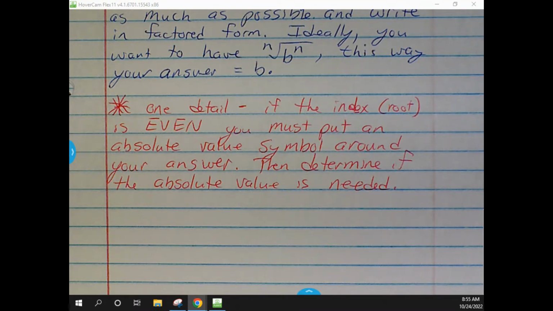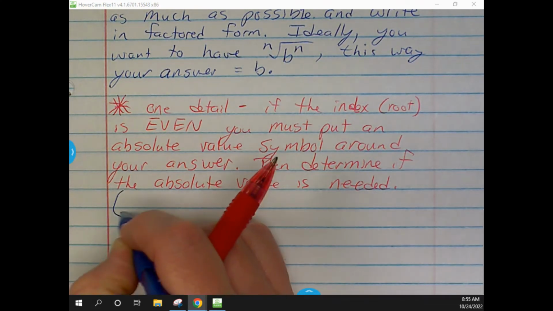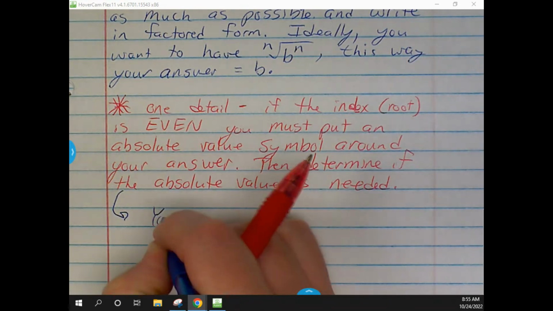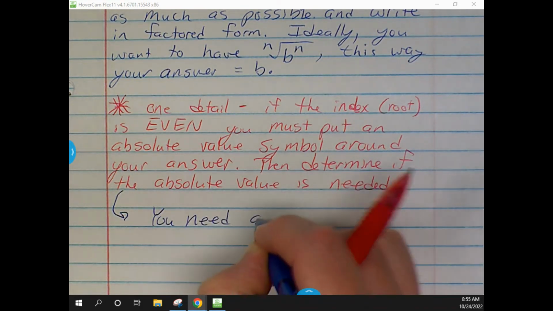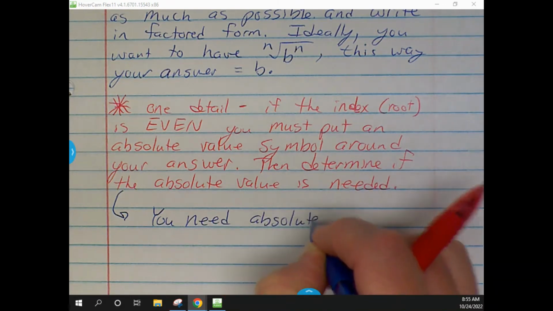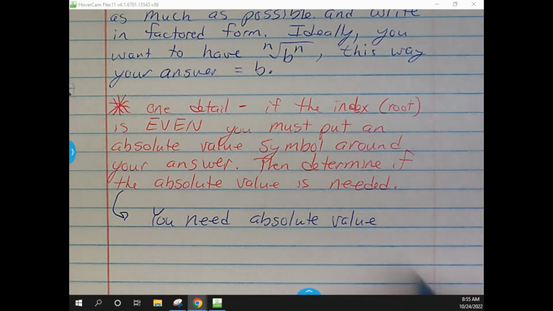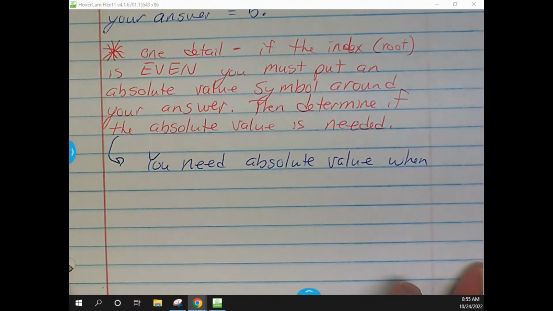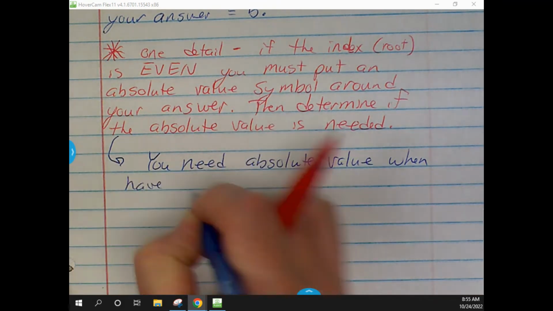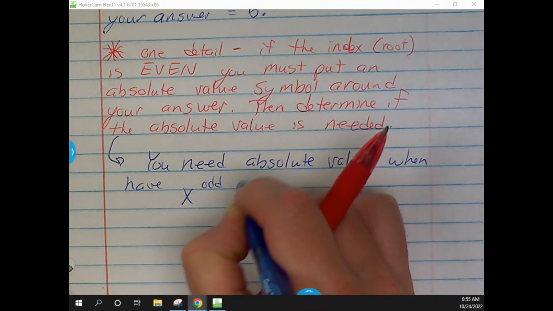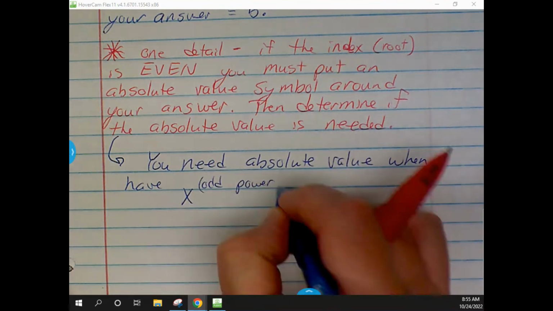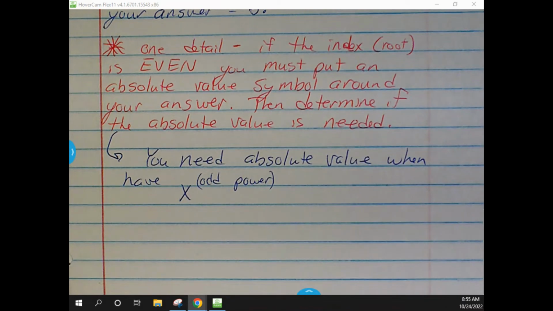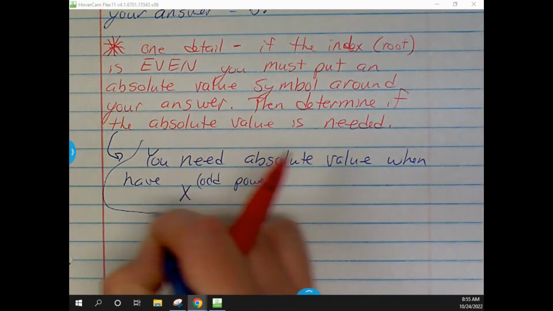Okay, and a lot of times we'll go through this one and people are like, all right, so what are we looking for in this case? So basically for this one, here's what you're looking for. You need the absolute value when you have x to an odd power. Because a lot of times people are like, well, what are we looking for? Well, this is basically what you're looking for.